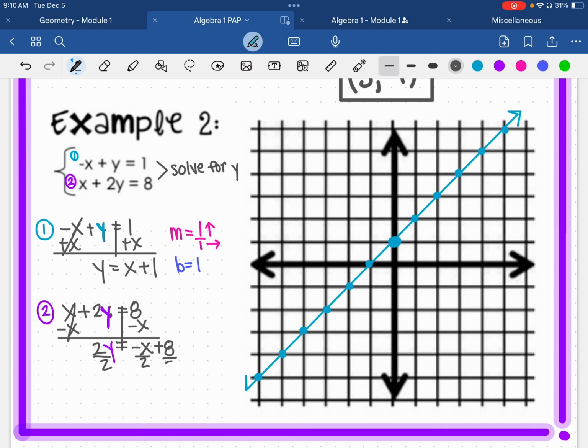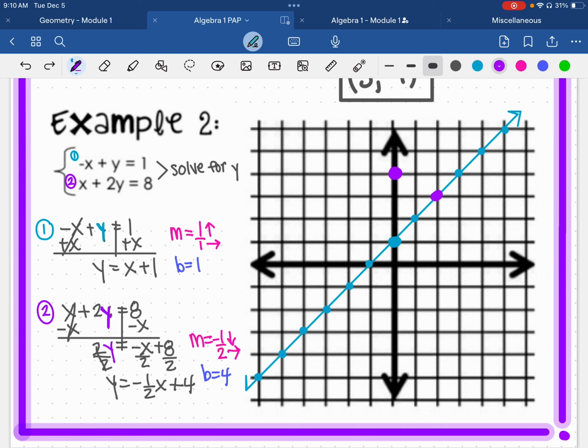Now remember that negative x does have a 1 hiding with it, so I'm going to call that -1/2 x, and then 8 divided by 2 is 4. I can see here that my slope is -1 over 2, so down 1 and 2 to the right, and that my y-intercept is +4. Let's go ahead and graph 1, 2, 3, 4, and I'm going to go down 1 and 2.